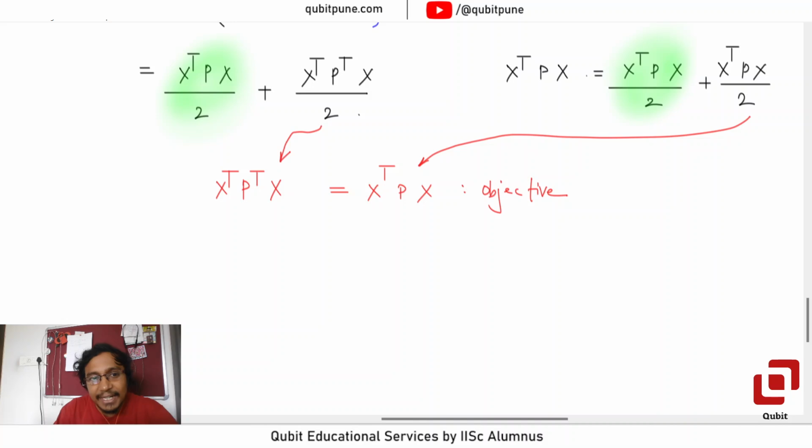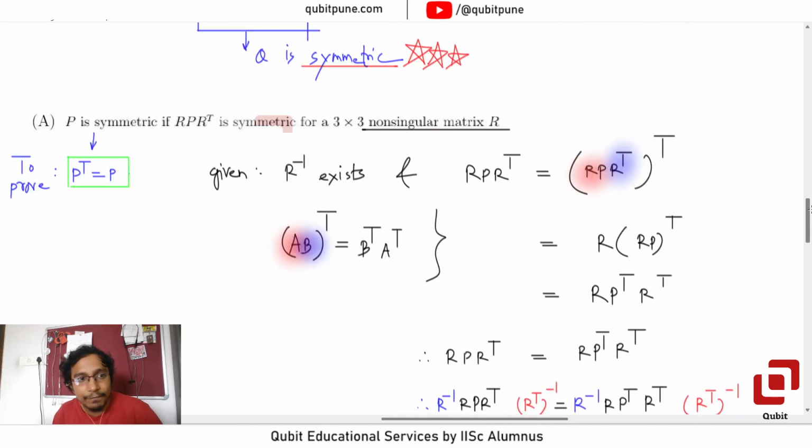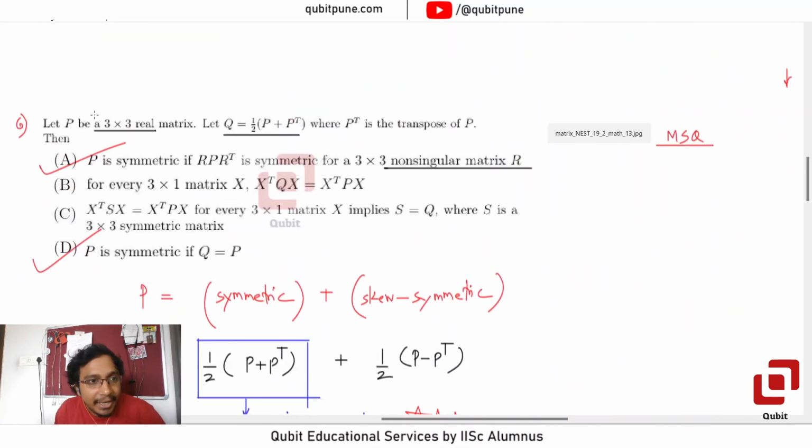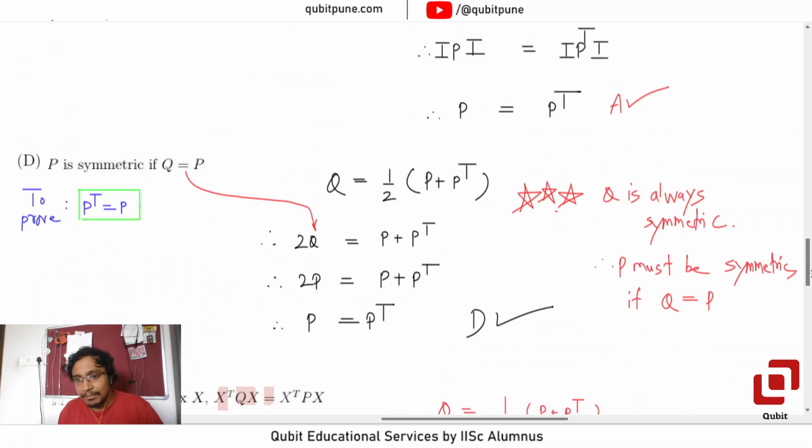Okay. Now tell me, what do we exactly need to prove here? See, we cannot take P as symmetric. Let me complete. That would be a special case, P equal to P transpose. We need to prove it for any 3x3 real matrix. Tell me.